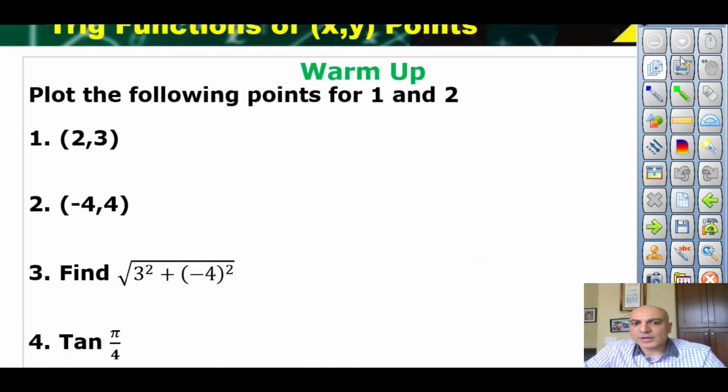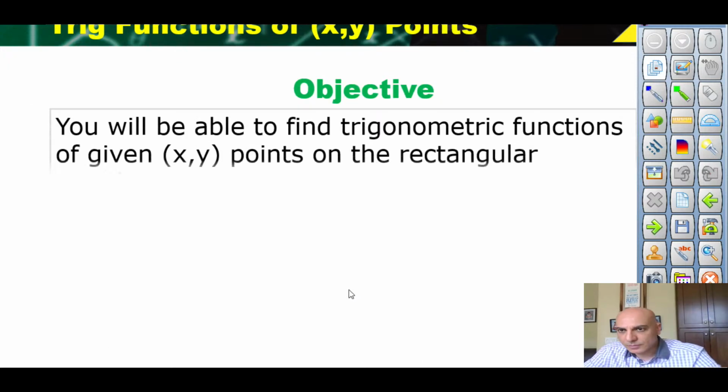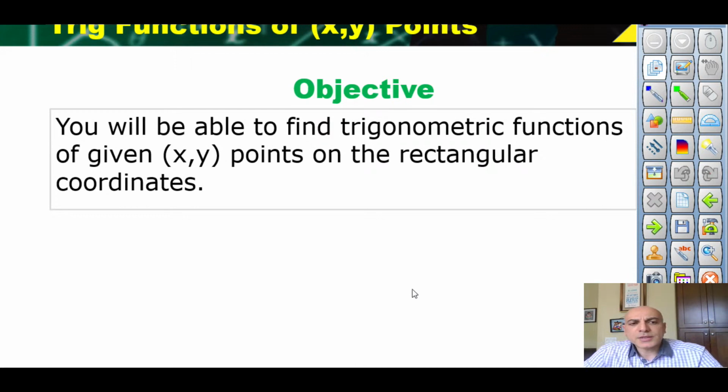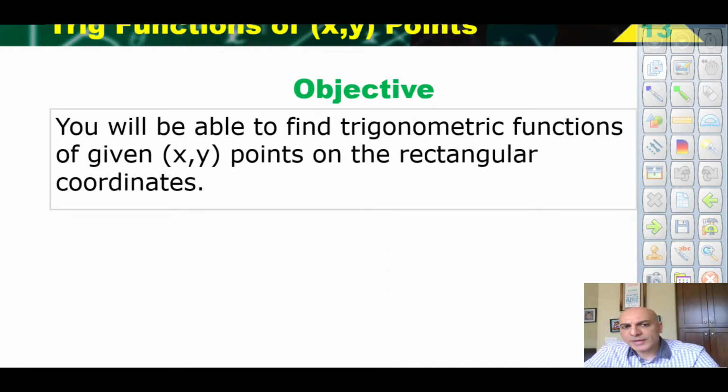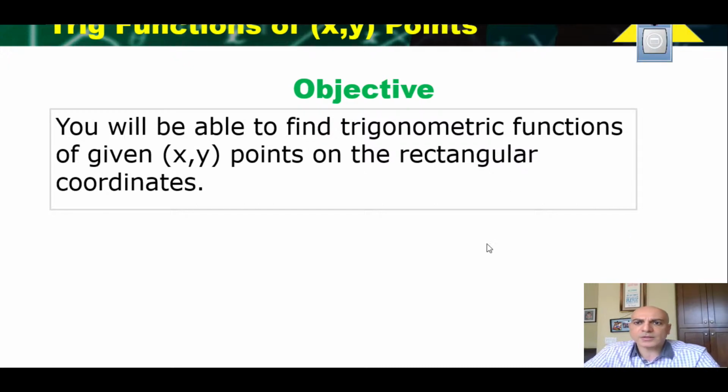Okay. I know there's a delay between the streaming, but if you could, as much as possible, just follow along with the comments. It says here the objective: you'll be able to find trigonometric functions of given x and y points on the rectangular coordinates. Rectangular coordinates or Cartesian coordinates are the same. What we're trying to find today is, I give you a point, and we're trying to find the trig functions. Basically, the cosine, sine, tangent of a point.